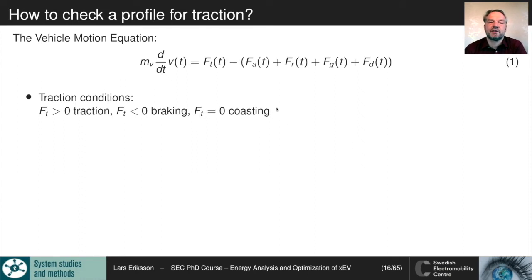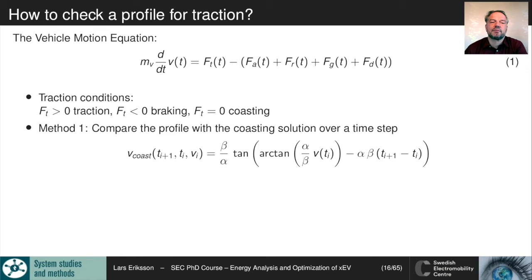So the coasting gives the boundary for when we are in traction and when we're not in traction. Method one, which is proposed in the book, is to start at a sample I and V, and look at what is happening with the velocity when we go to the next time, and that can be delivered by the coasting solution. So we just insert the initial value and the starting point so that we have the time propagation in this component here.